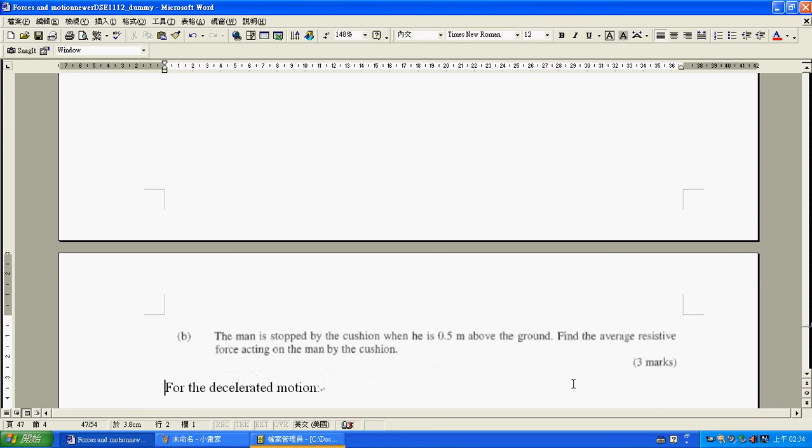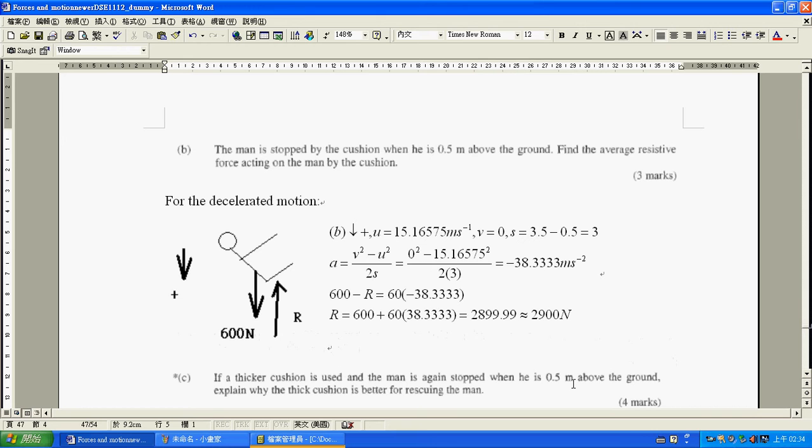Now, in the next part of the question, it's given that the man is stopped by the cushion when he is 0.5 meters above the ground, and we are required to find the resistive force acting on the man by the cushion. So let's consider the decelerated motion in the cushion.